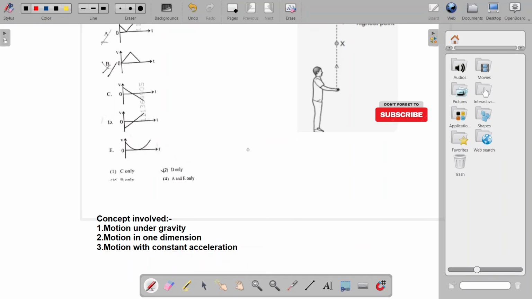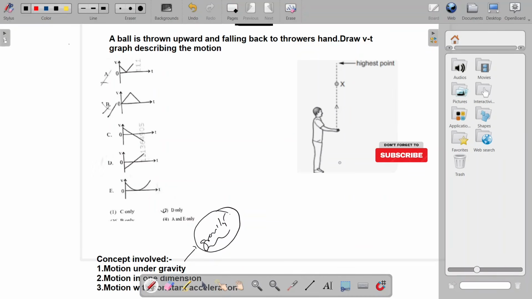So whenever any motion of a particle is happening only under the influence of gravity, where the only acceleration involved is gravity, we say that the motion is under the influence of gravity. Now you can see the diagram: the man is throwing the ball up, it reaches the highest point, and then it comes back to his hand. So it involves only the y-axis. If you draw the Cartesian coordinate system, only one axis is involved. That's why we call it a one-dimensional motion.